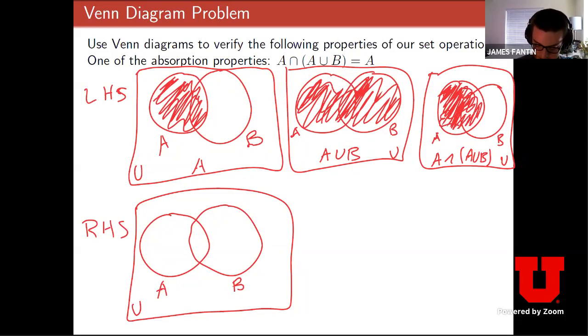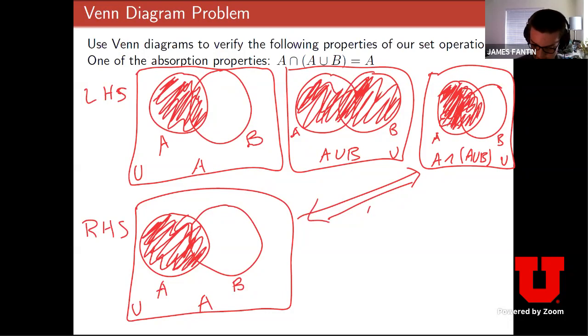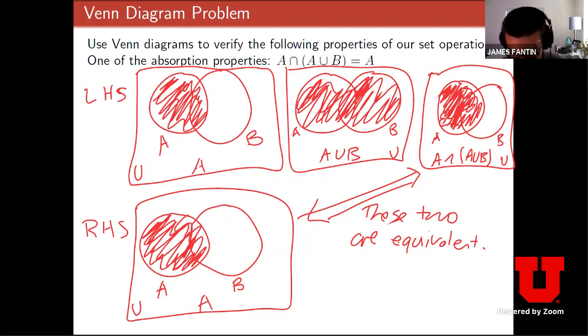And then on the right-hand side of our problem statement, we just have A. And if we look, these two are equivalent. So we can verify that the absorption property is correct by these Venn diagrams. Any questions on that?